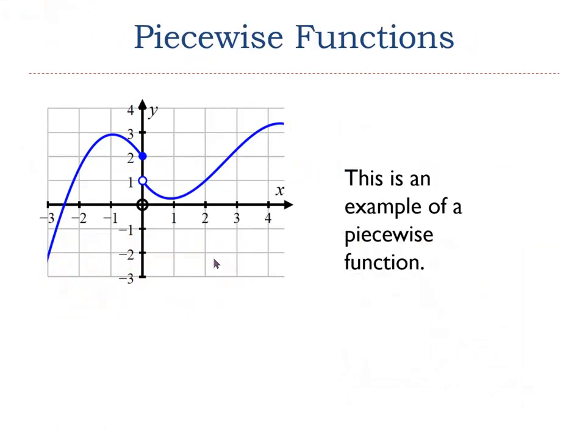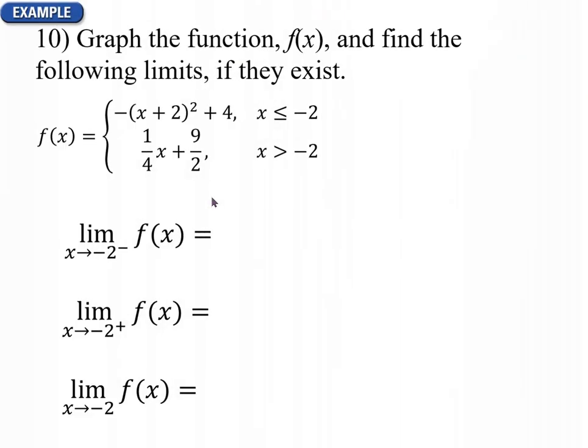Piecewise functions. We've seen a couple of piecewise functions so far. This graph here to the left is an example of a piecewise function. So here's an equation of a piecewise function. You've got a parabola when x is less than or equal to -2, and then you've got a line when x is greater than -2. We want to find the left-hand limit, the right-hand limit, and the overall limit as x approaches -2. Notice that the limit that we're looking for is the same as where these pieces break.